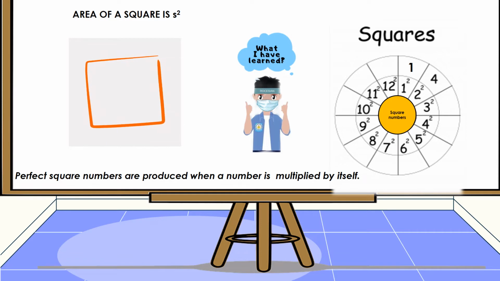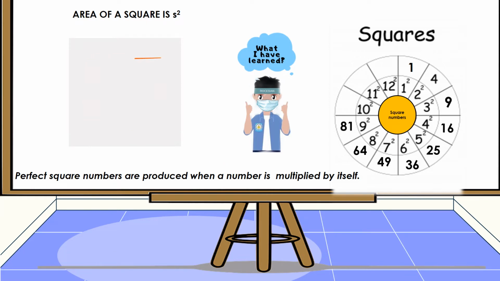1 is a square number because 1 times 1 is 1. The next square number is 4 because 2 times 2 is 4. Next is 9. Next is 16. 5 squared is 25. 6 squared is 36. 7 squared is 49. Then 64, 81, 100, 121, and the last square number is 144. These are also perfect square numbers because these are produced when a number is multiplied by itself.